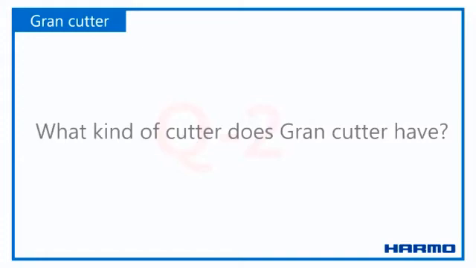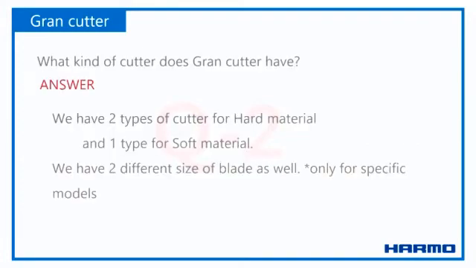Question number 2 is, what kind of cutter does Gran Cutter have? We have 2 types of cutter for hard material, standard cutter chip and high-speed steel cutter chip. For soft type, we have a soft cutter. It differs between models, but a small-size cutter is available for some models. Depending on the shape, size, and diameter of the spool and runner, a different cutter can be used.